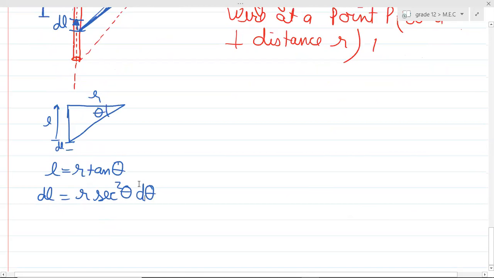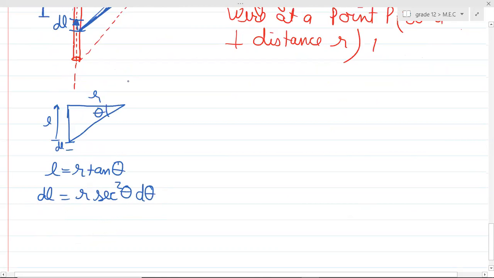Sir, where did this d theta come from? It was over here, dl upon d theta. Are you getting my point? Then from this dl upon d theta, we transferred this dl to the other side and multiplied it over here. Is it clear?